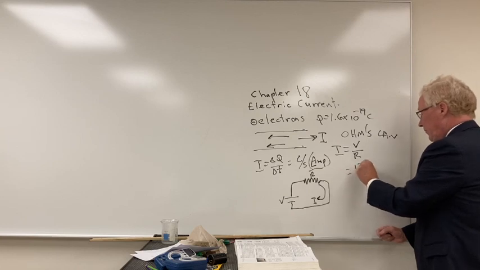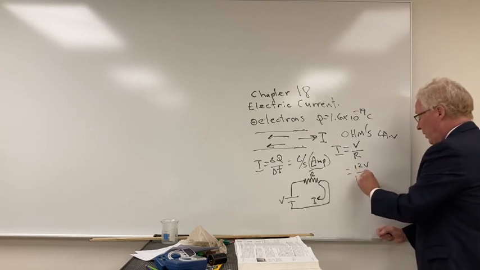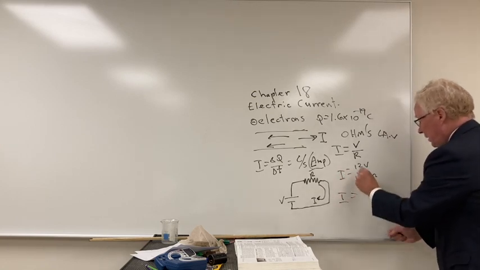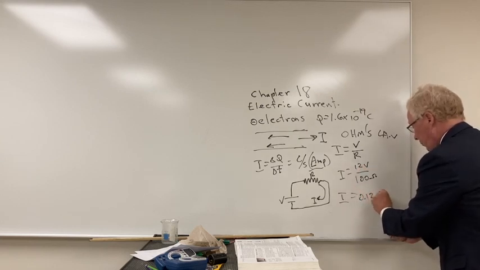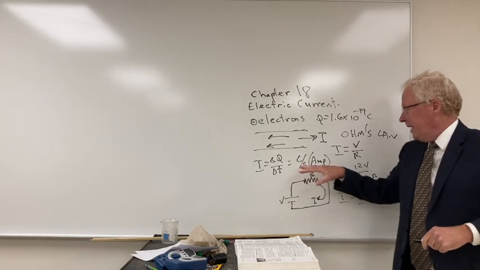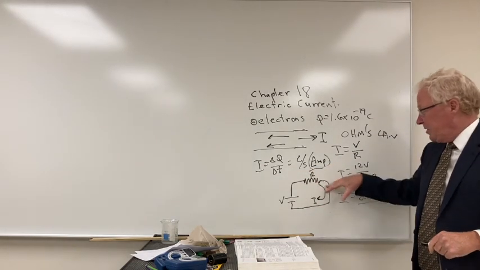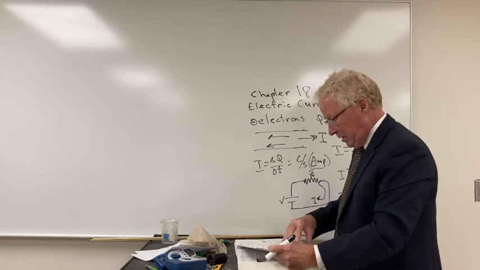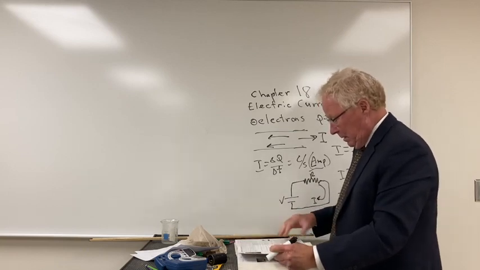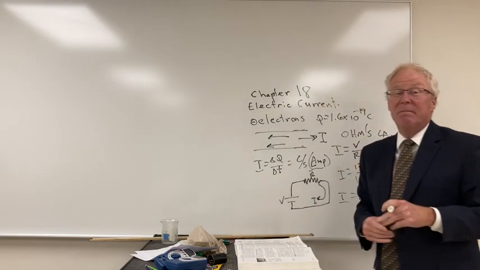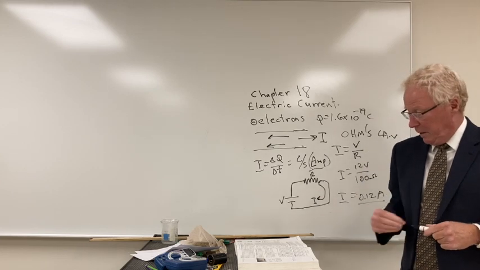As an example, if we have a 12 volt battery over a 100 ohm resistor, our current would be 0.12 amps. So we define current in amps in Ohm's law for a simple circuit. We'll get into parallel and series circuits later on in Chapter 19 in more detail. We'll talk about this later on too when we get to power.